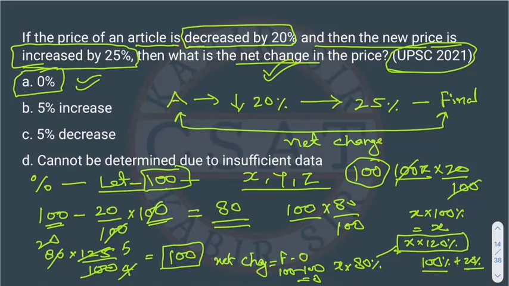The percentage will come because the formula of net change is final price minus original price upon original price into 100. Right, so this is the formula of net change. Okay, we have to remember this. Because this is 0 upon 100 into 100, so this answer will be in percentage, right? So its answer is A. I hope this is understood, right?